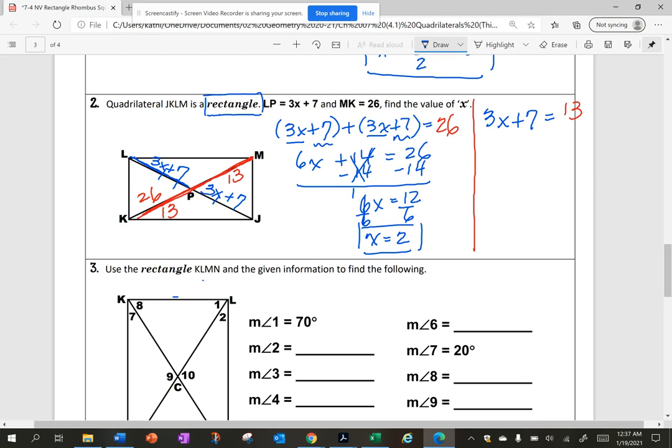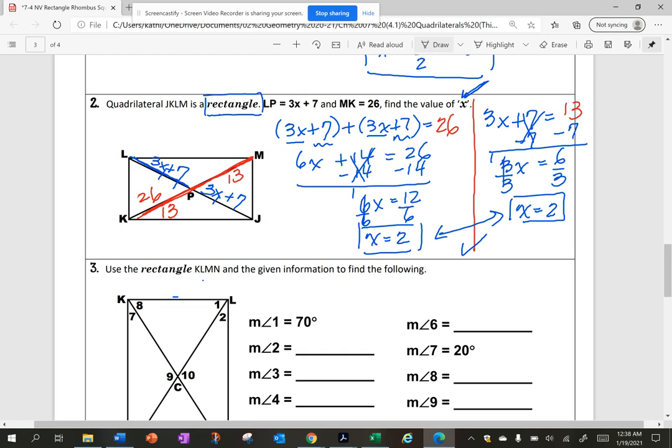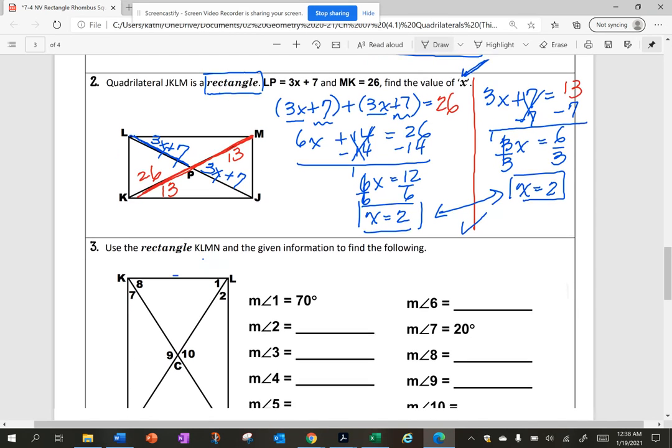So I should get the same solution with my other equation. Let's just make sure that this works. I'm going to add the inverse, which is minus 7. So 3x equals 6. Divide both sides by 3. So I get x equals 2. So I just verified I can either set whole equal to whole or half equal to half. Anytime you have a question, if you're not sure, try it both ways or more than one way.